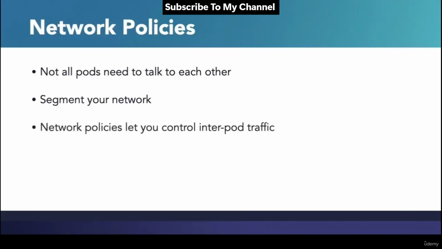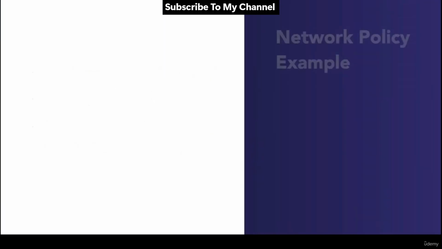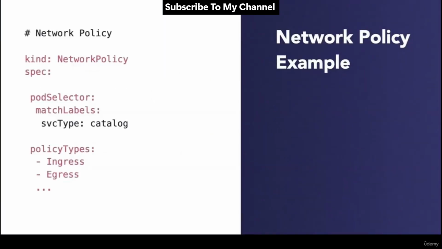Kubernetes offers network policies that allow you to control which pods can communicate with each other. Now keep in mind that just defining and posting a network policy to API server will not control the traffic. The network plugin that has been set up for Kubernetes by the admin must support network policies. Here is an example network policy.